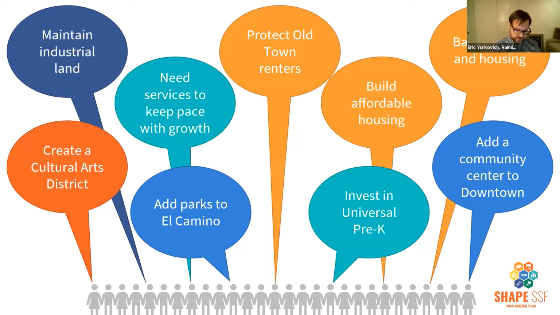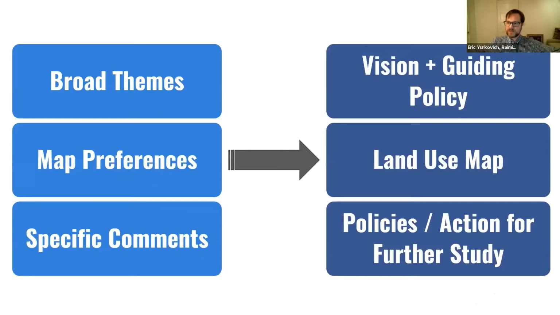And we heard a lot of really cool and really awesome ideas during that process. We heard a lot about land use, obviously, because that's really the core focus of those conversations. But we heard all these great ideas about creating a cultural arts district, investing in universal pre-K, creating a community center downtown, protecting Old Town residents from gentrification and displacement. We heard a ton of really great ideas from the community. And what we've done is really tried to bring those together, so pull all that information together.